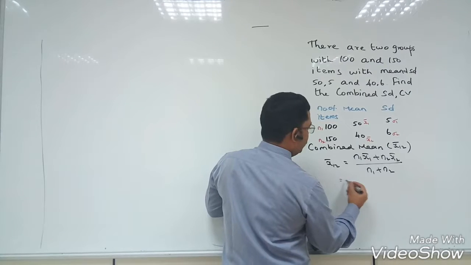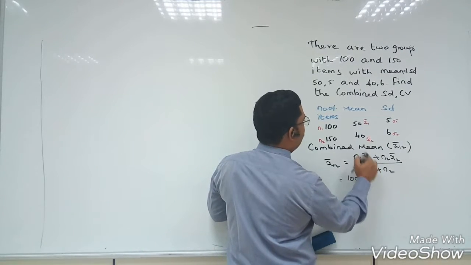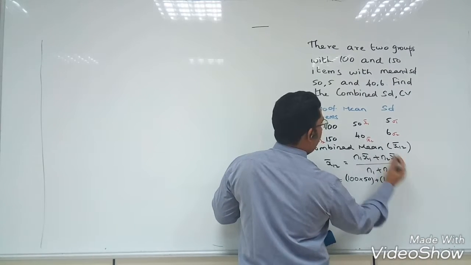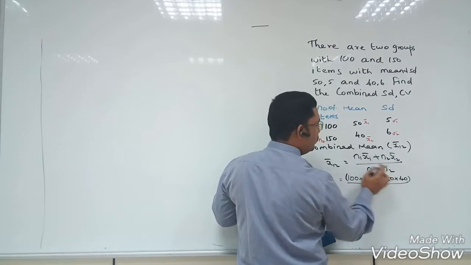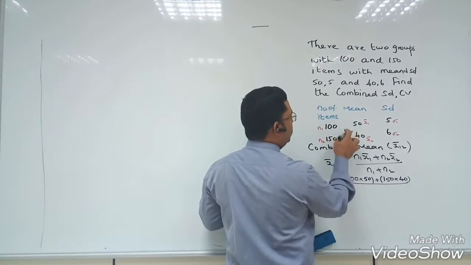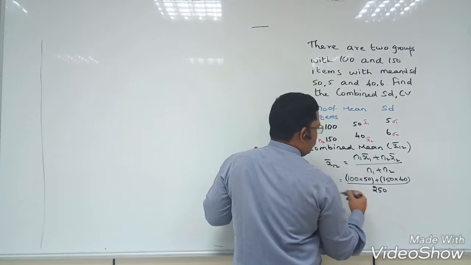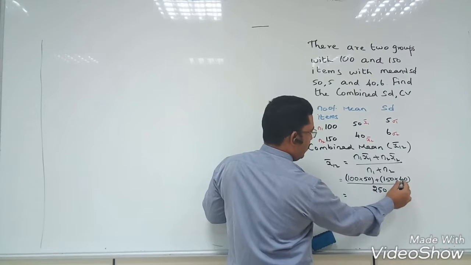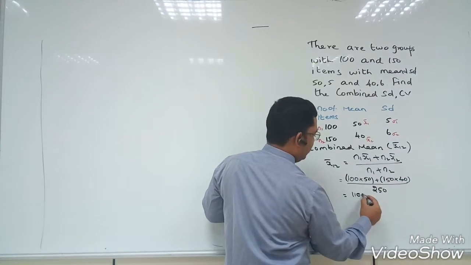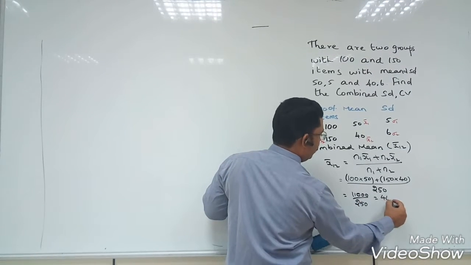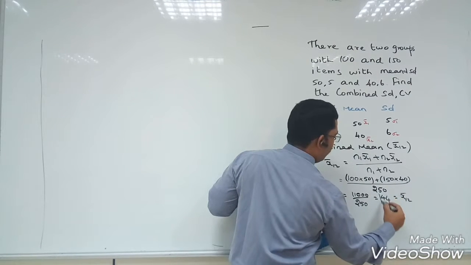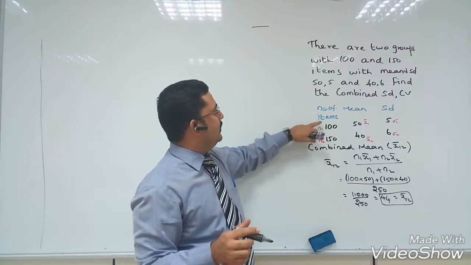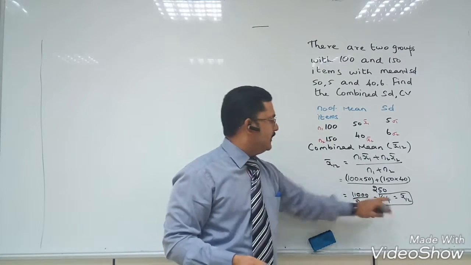So N1 is 100 into X1 bar is 50, plus N2 is 150 into X2 bar is 40, divided by N1 plus N2, the total of these two items, which is 250. After the manipulation, we get 5000 and 6000, so totally it is 11000 divided by 250, which is equal to 44. That is X12 bar. So X12 bar is 44. That is the combined arithmetic mean of item 1 and item 2.